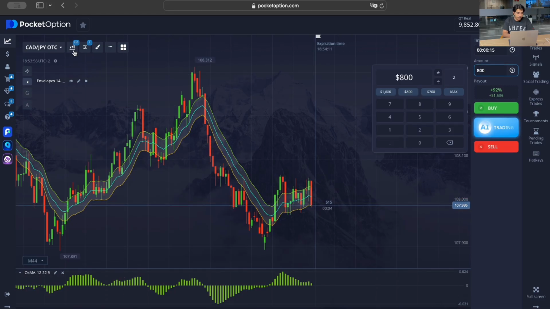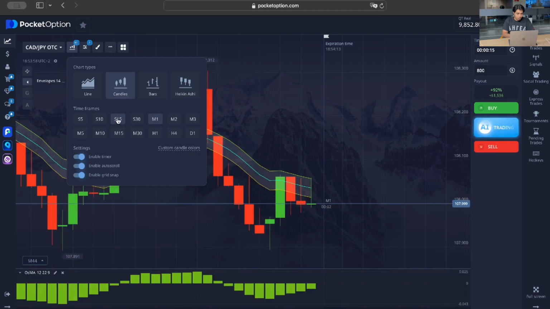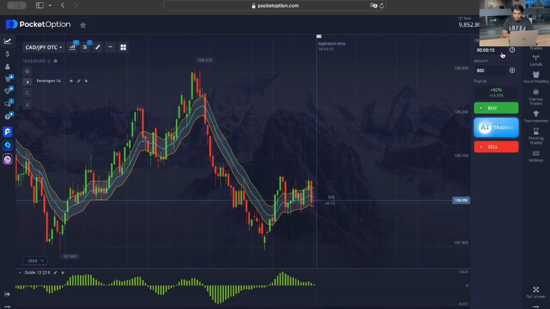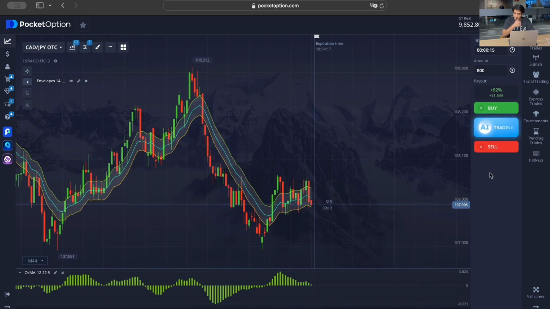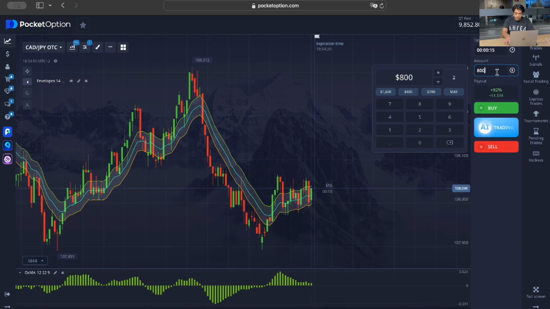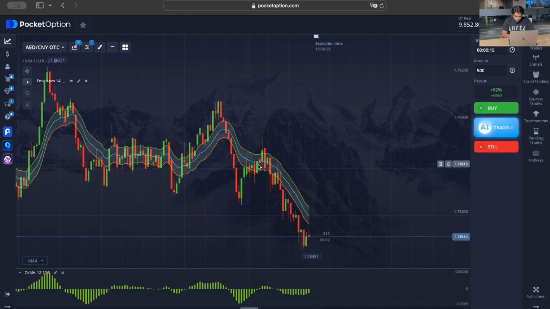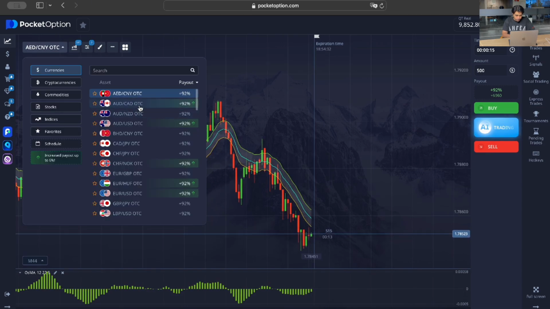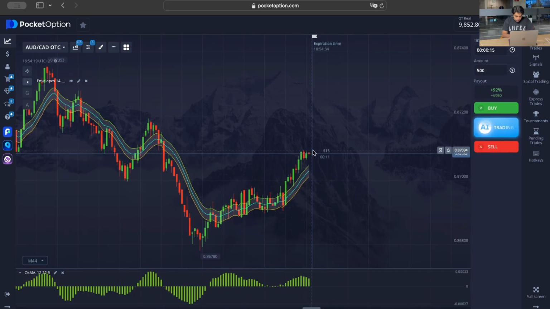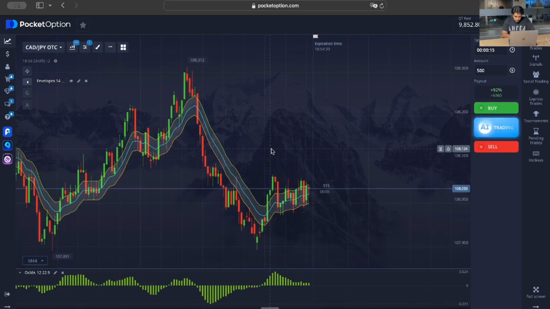By the way guys, the candle should be 15 seconds. As you can see, the timing also needs to be 15 here. So let's start the trade. First we'll make it from 500, and let's check which of the good markets we have and how it has been going, step by step.